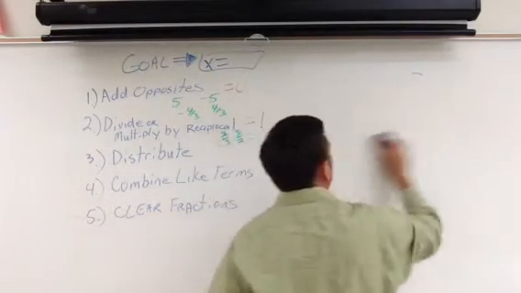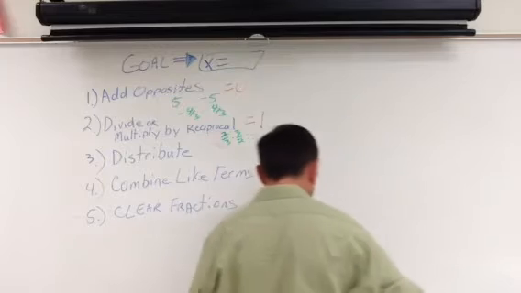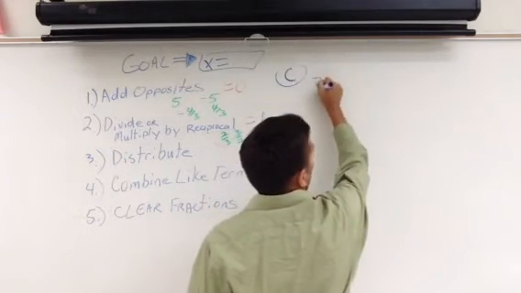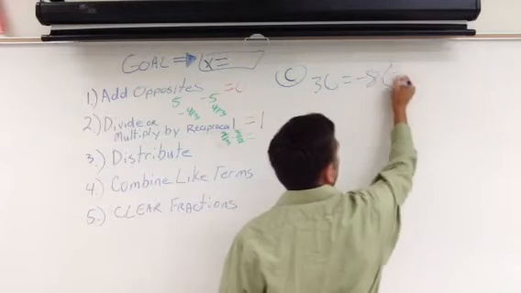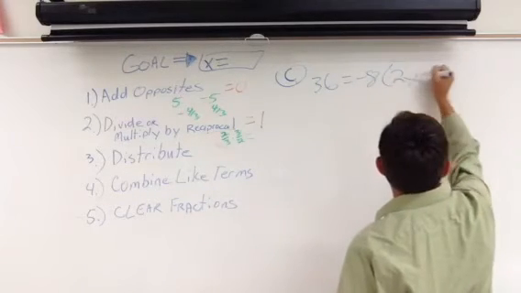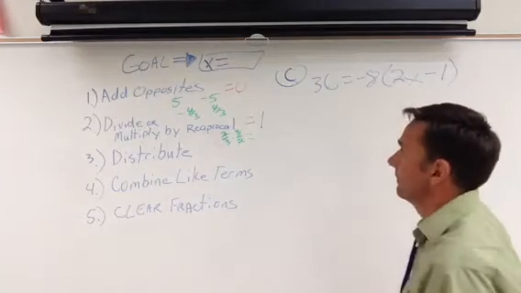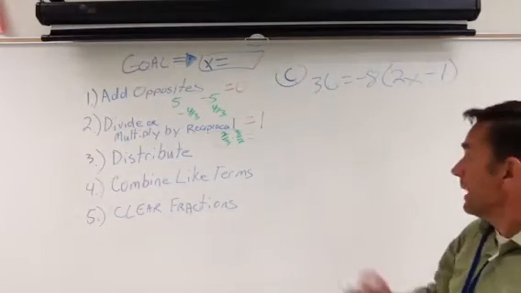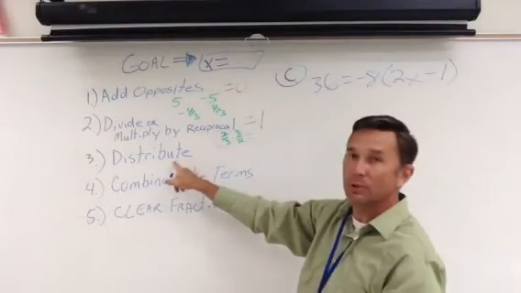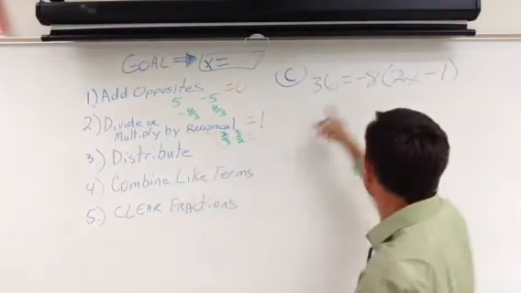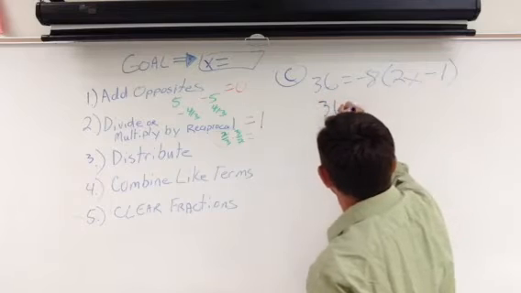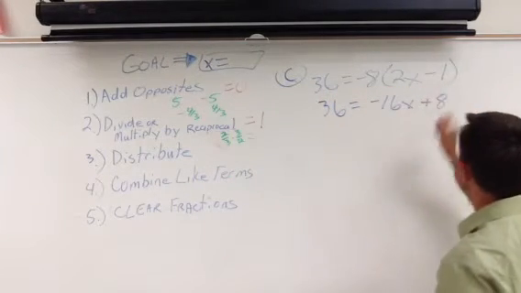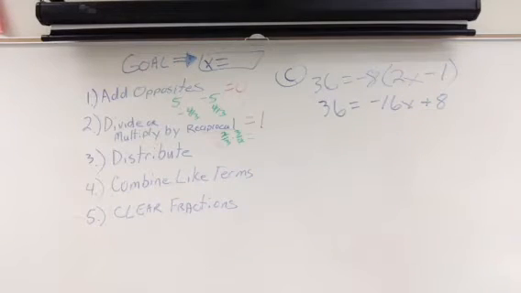Now if you look at number C on your paper, we have 36 equals negative 8 times (2x minus 1). Now, because there's parentheses here, I want to distribute. I want to use this method. Negative 16x plus 8. We end up with that.